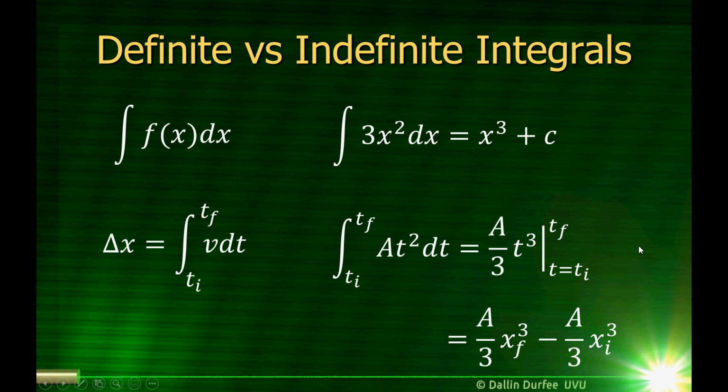So there's my answer. When I do definite integrals, I don't have to worry about the constant because I get the same constant when I evaluate the initial and the final point. And so when I subtract them, the constants cancel out.